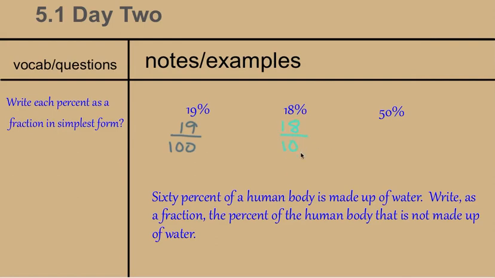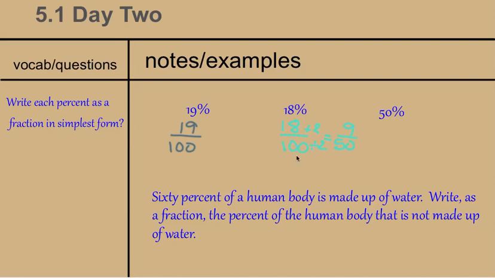18 over 100. Well, 18 is even and 100 is even, so at least 2 goes into both. I know to get an 18, I can take 2 times 9 or 3 times 6. However, to my knowledge, 9, 6, and 3 do not go evenly into 100. They are not factors of 100. So all I can do is divide this by 2, and I will have 9 over 50.